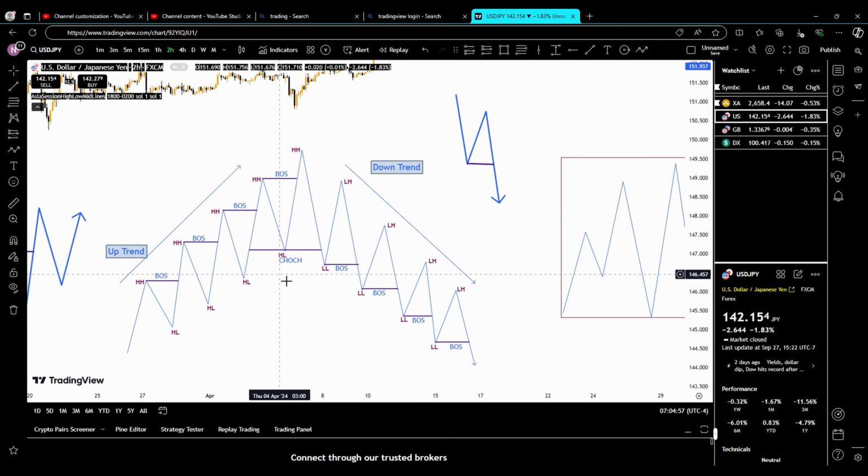Okay, we talk about coaches. Coaches actually means change of structure. That is change of structure. That means the market has changed, change of character.